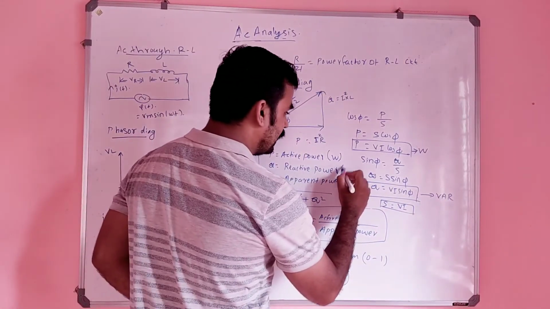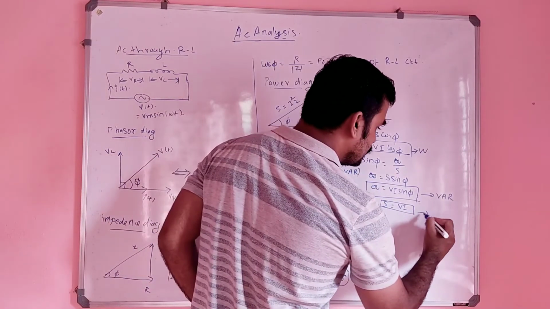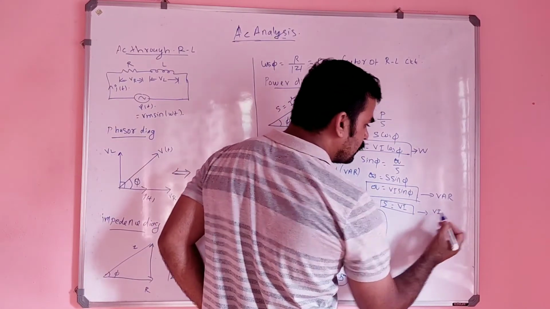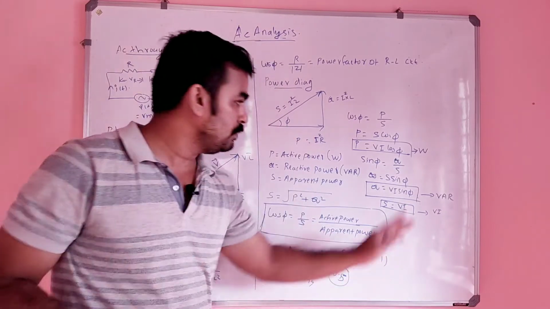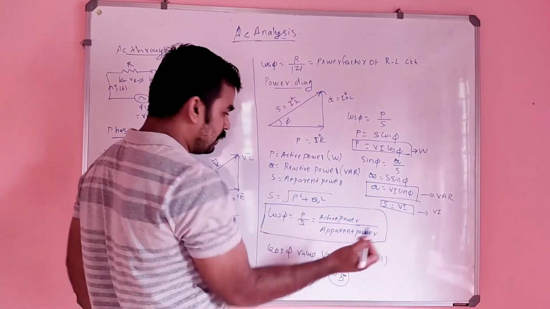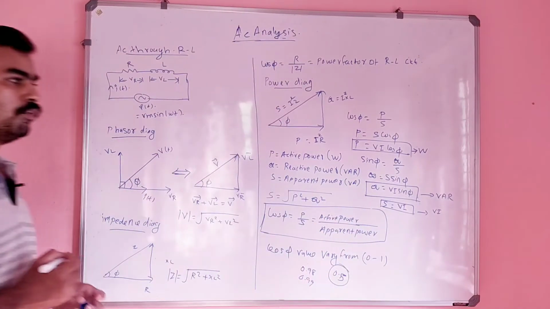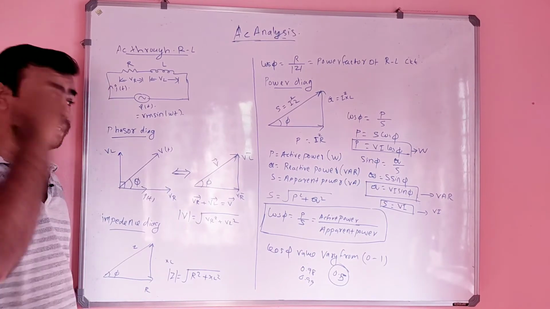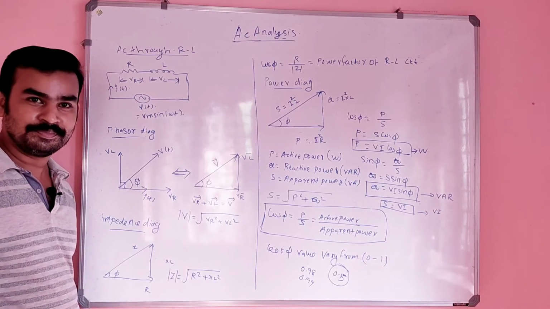And what is S now? It is simply the apparent power. Apparent power is nothing but voltage into current. This is the RMS value, remember all the time: RMS value of voltage into RMS value of current. So it is volt ampere. So that is the concept of powers: active, reactive and apparent power.